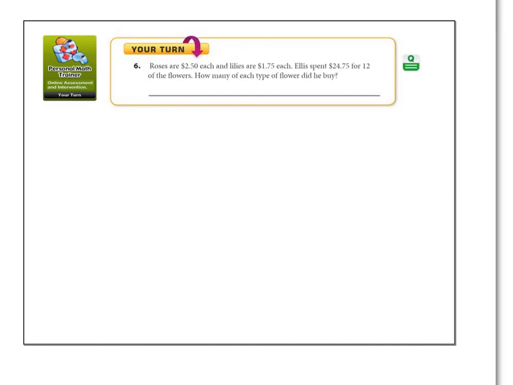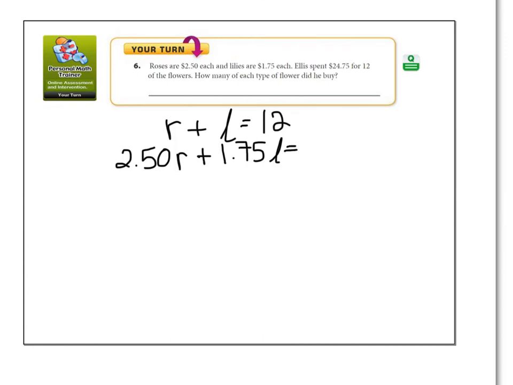So our problem here is where we have roses and lilies. We have the cost of roses and lilies, and then the fact that she spent $24.75 on 12 flowers. Well, the first thing is that 12. So we know that the roses plus the lilies has to equal 12. So there's your first equation, kind of like how many. Your second equation is then their worth. Well, roses are worth $2.50. Lilies are worth $1.75, and that total has to be $24.75.